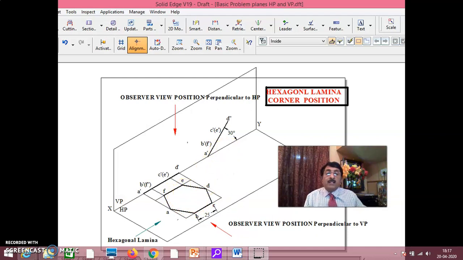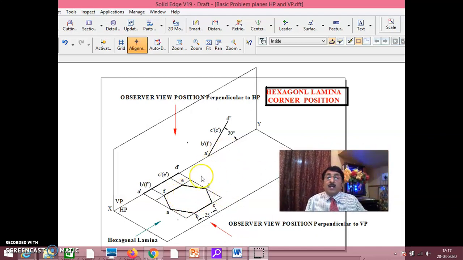Now I think this is clear. This is XY line. This is VP, HP. If you see here, I've drawn the true surface. I've started from top view. That's why you call it top view starting problems. I've started here, A, B, C, D, E, F. I've written the front view here.